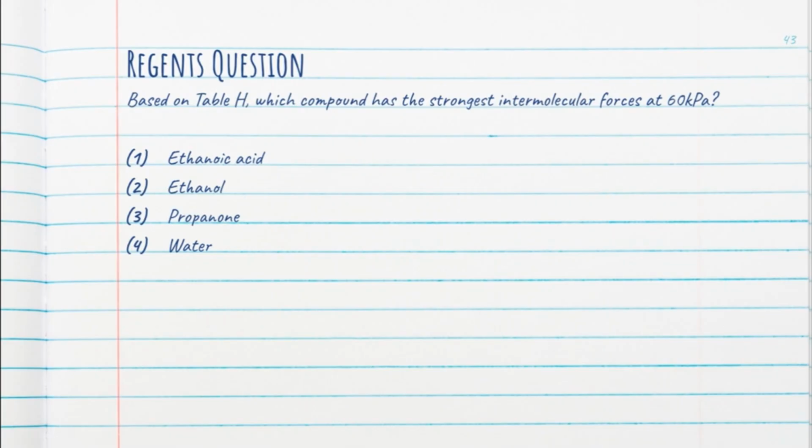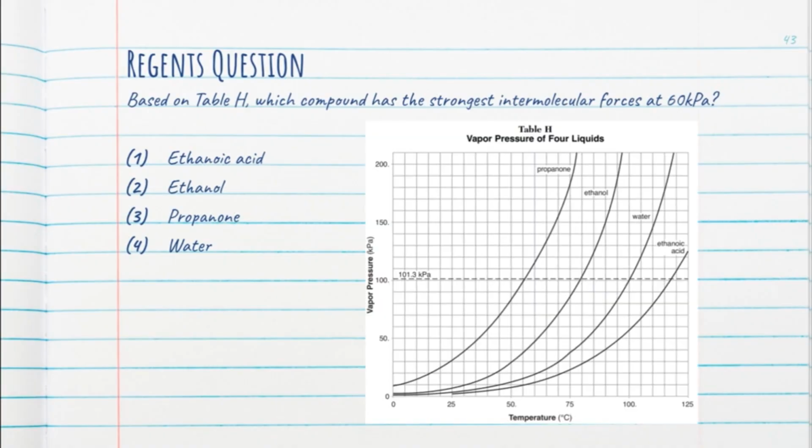Based on Table H, which compound has the strongest intermolecular forces at 60 kilopascals? On Table H, ethanoic acid has the highest boiling point, which means it has the strongest intermolecular forces.